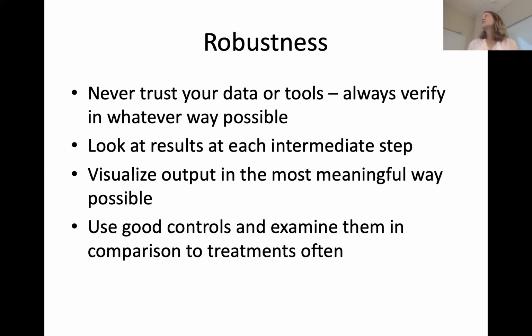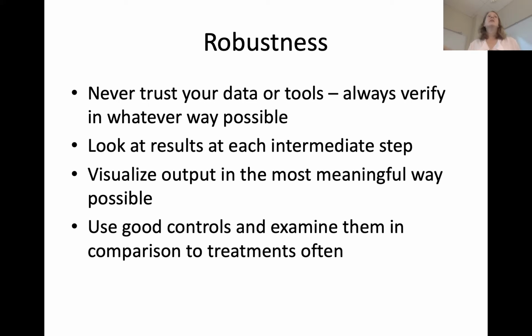Look at results at each intermediate step. It's tempting sometimes when you learn a software pipeline to just run all 6 steps and then look at the data at the end. But generally you can figure out a lot more about your data and make sure that each step is working by looking at the data at each intermediate step.